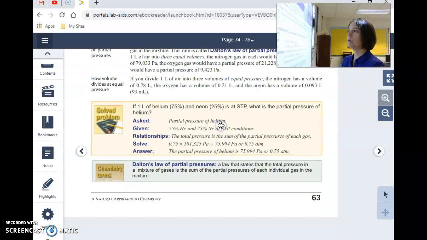Let's look at an example. If I have 1 liter of helium and neon, 75% helium, 25% neon, and it's at standard temperature and pressure, what is the partial pressure of the helium alone? So at STP, that would be 1 atm or 101,325 pascals. And so we know that the pressure of the helium plus the pressure of the neon is going to equal that total pressure. So then the pressure of the helium is just going to be 75% of that. So 75% of 101,325 pascals is 75,994 pascals.